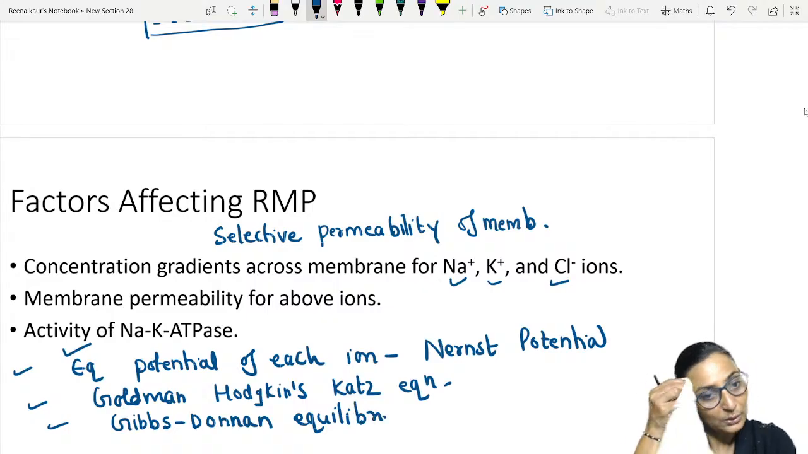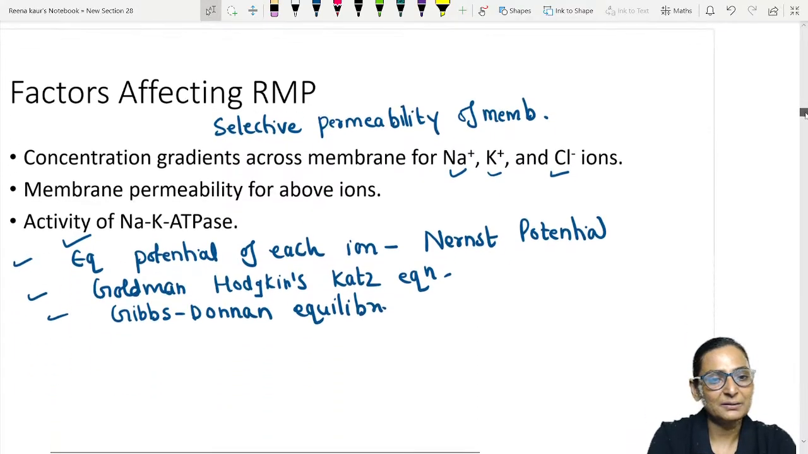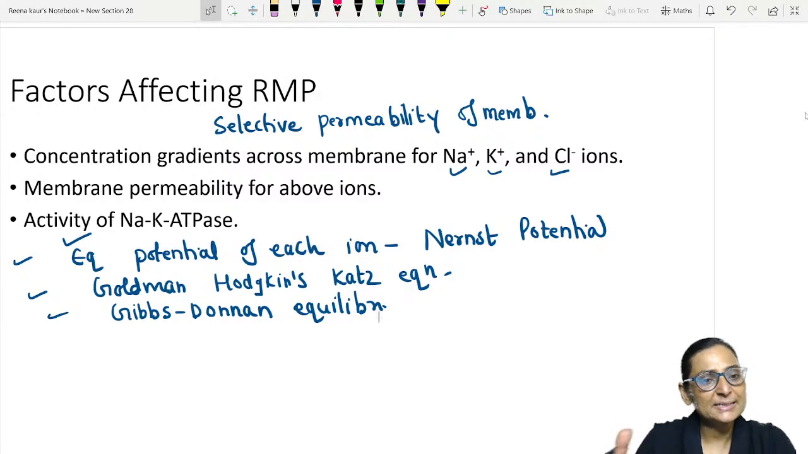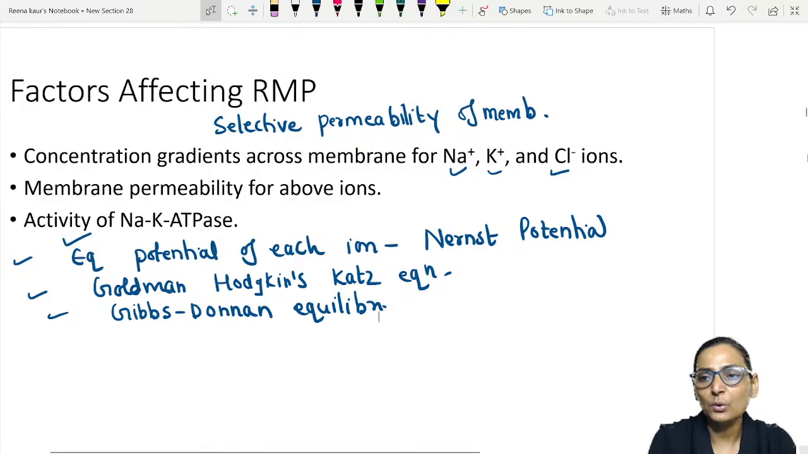Now when you have to write an LAQ on the generation of the resting membrane potential, remember, all of these factors have to be addressed. You have to write the selective permeability of the membrane, because of which there is a difference in the concentration gradient of the ions in the ICF and ECF. What is the role of the permeability of the membrane? What is the role of the sodium potassium ATPase? How do the Nernst potential, the Goldman-Hodgkin-Katz equation and the Gibbs-Donnan equilibrium all work together and generate your RMP? So you should know all of these.